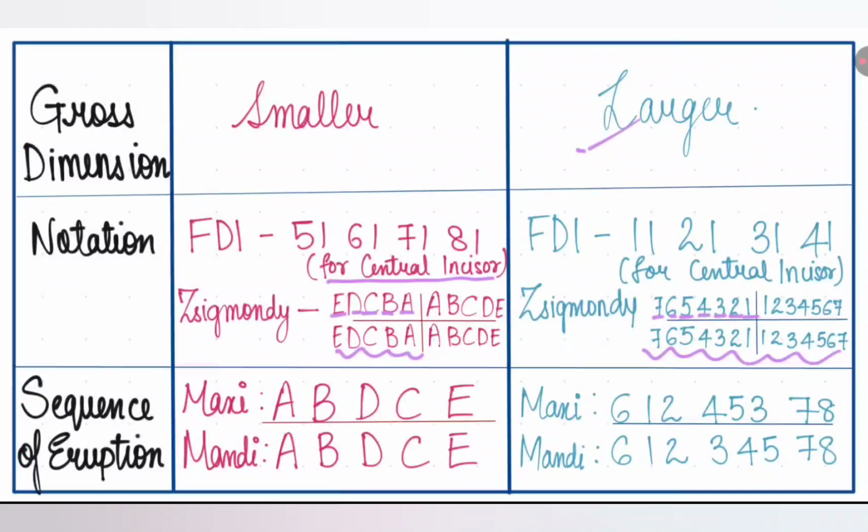For the sequence of eruption, we all know the first tooth to erupt in primary dentition is the central incisor, to be exact, the lower central incisor. And the first tooth to erupt in permanent dentition is the first permanent molar. The sequence of eruption for primary teeth in maxilla is A, B, D, C, E, and in mandible it's the same, A, B, D, C, E. A stands for central incisors, B for lateral incisors, D for first primary molars, C for canine, and E for second primary molars.